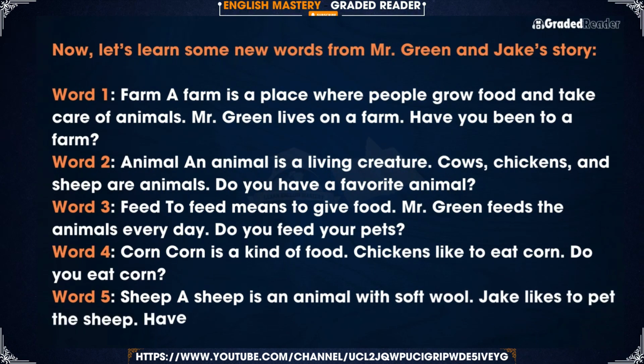Word 4. Corn. Corn is a kind of food. Chickens like to eat corn. Do you eat corn? Word 5. Sheep. A sheep is an animal with soft wool. Jake likes to pet the sheep. Have you seen a sheep before?